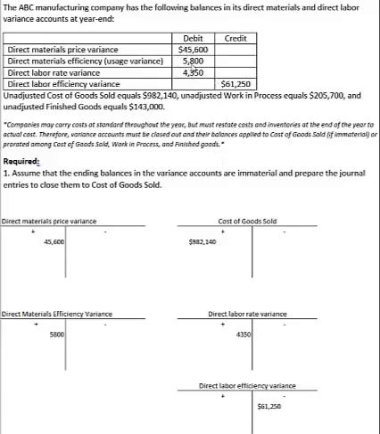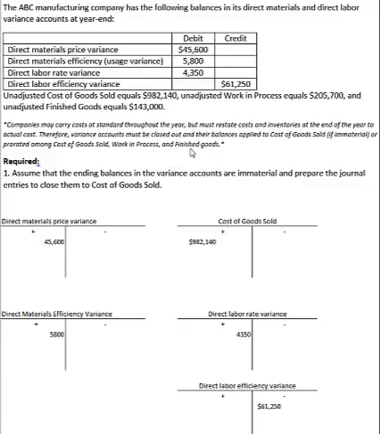So what I did was I posted all these accounts into a T account form. So you'll see each one has its appropriate balance listed here. And then the cost of goods sold account, we're told, has a beginning balance, an unadjusted balance of $982,140.